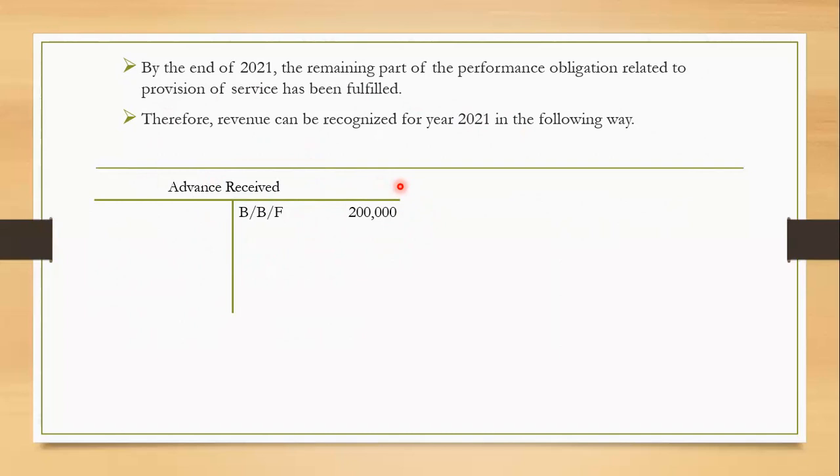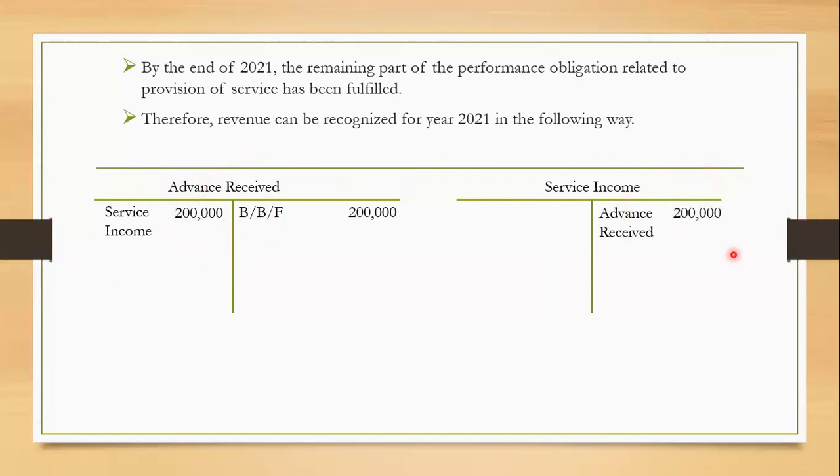At the end of the year 2021, we have completed the provision of our service. Accordingly, we have fulfilled the performance obligation. So we can recognize the revenue for the performance obligation in year 2021 in this way. How? We are debiting the advance received account and we are crediting the service income account. In this way, we can recognize revenue for year 2021. Okay, so this is a very simple example where you can understand the basics of SLFRS 15.